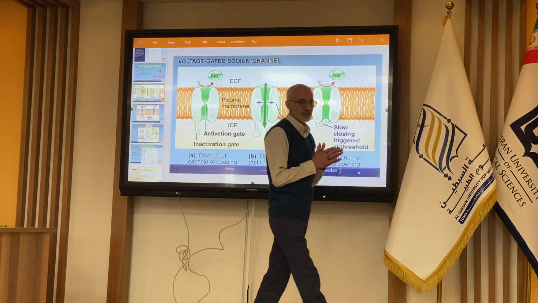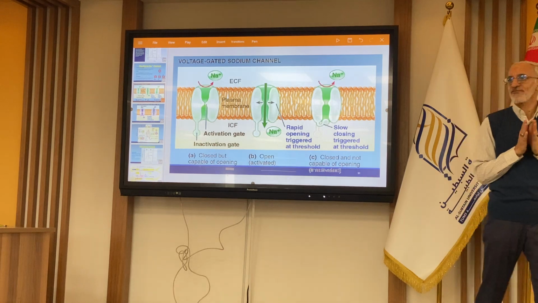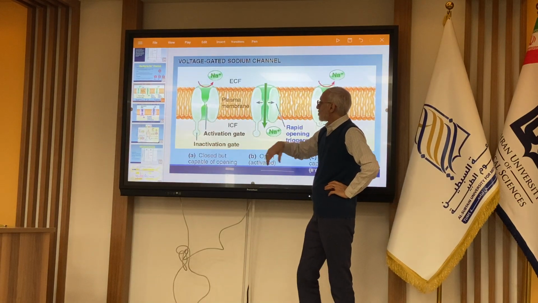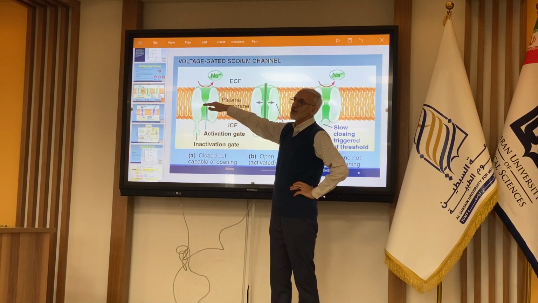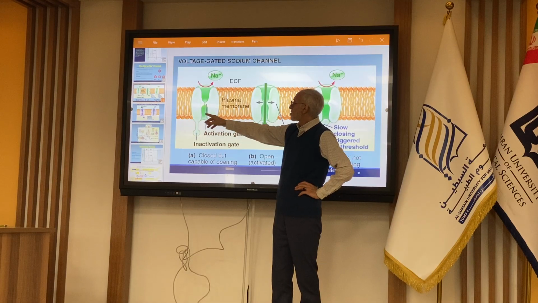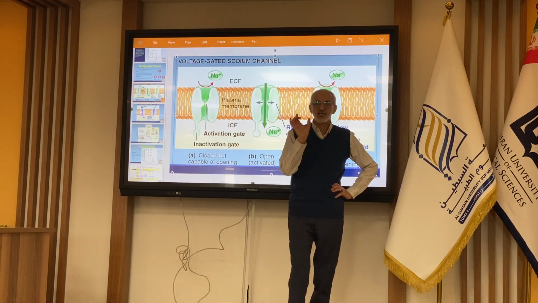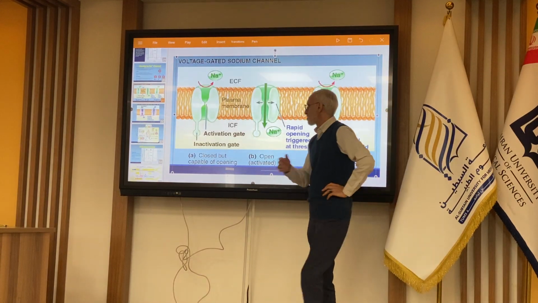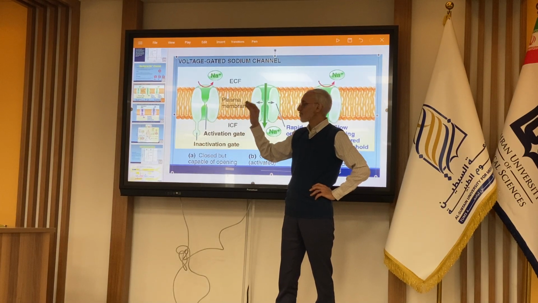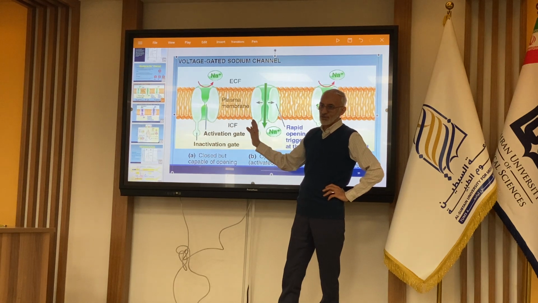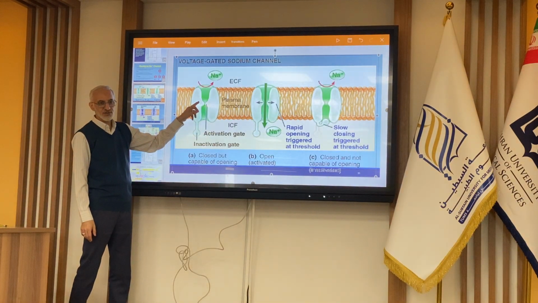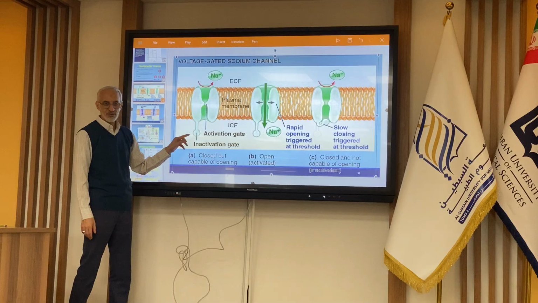Voltage-gated sodium channels. Nerve voltage-gated sodium channels have two gates. One gate on the outer side and one gate on the inner side, inside the cell. The outer gate is called the activation gate, and the inner gate is called the inactivation gate. In resting membrane potential, the channel's shape is like that. The activation gate is closed, the inactivation gate is open in the resting state.